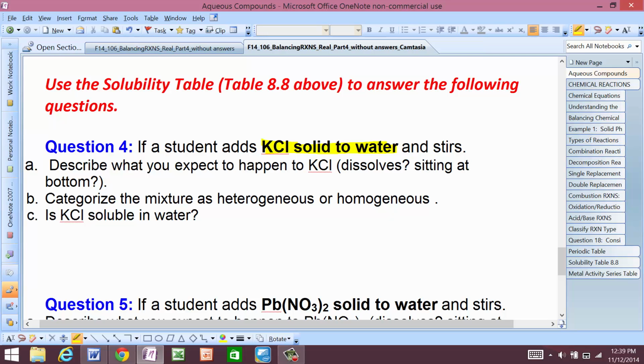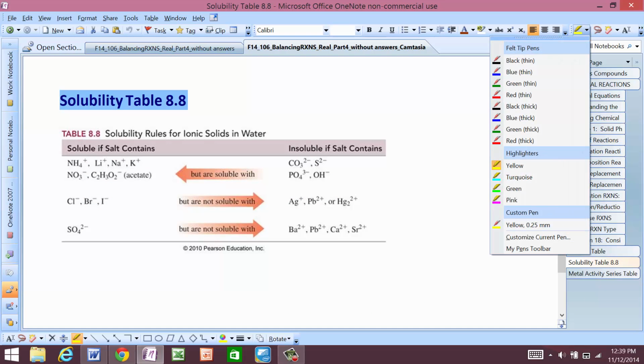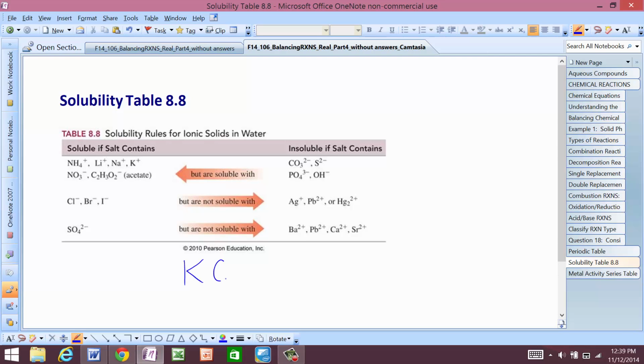So maybe question C should be first. Let's go ahead and evaluate KCl, potassium chloride. I have the solubility table at the very bottom here. We are looking at two ions of interest: KCl means I have K plus and Cl minus. Your job is to find them on the solubility table. Here's K plus, here's Cl minus. Both of those are on the soluble or aqueous side, right?